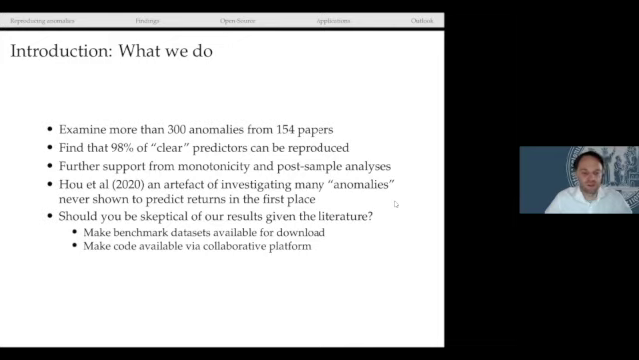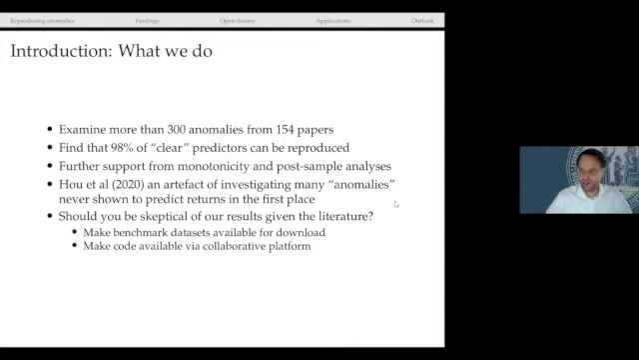On the other hand, the Hou Xue Zhang paper is an artifact of investigating many anomalies that have never been shown to predict returns in the first place. They claim that they have this very large data set of more than 400 anomalies that they examine. When we go back to their paper and then go back to the original papers, we find that a lot of the anomalies that they call anomalies have never been claimed in the original papers to be an anomaly in the first place. And I discuss this in a bit more detail later in the talk.